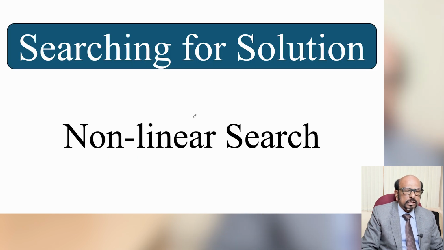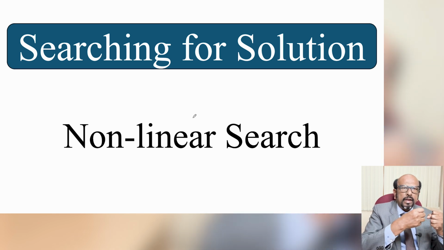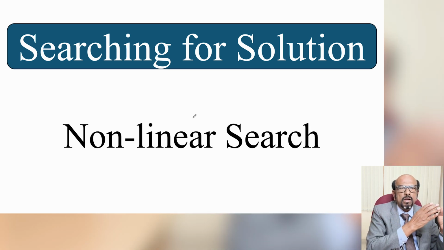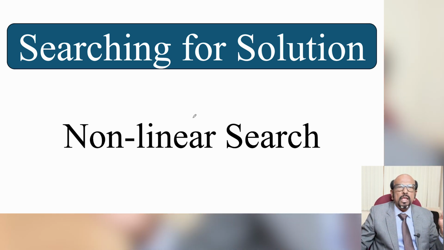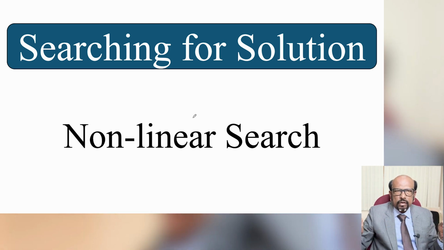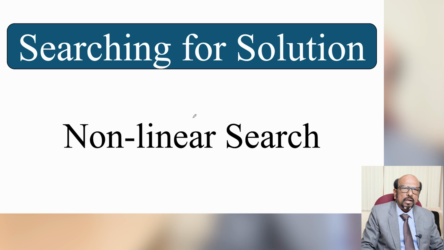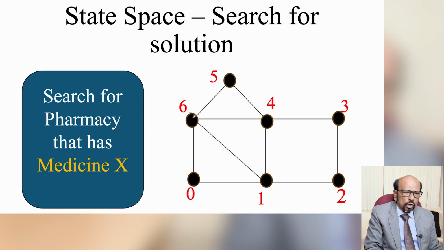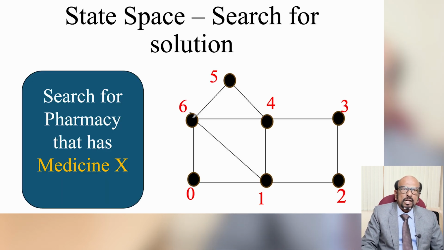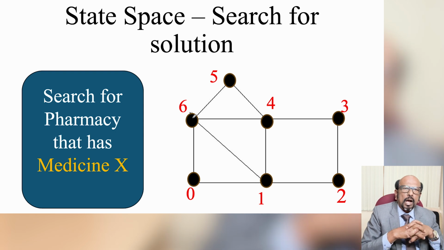Now, this is a non-linear search. Normally, if the data are given in the form of A0, A1, A2, A3, up to AN and you search for the solution, it's called the linear search. The search of a graph for a solution is a non-linear search. For example, let us consider a simple example.